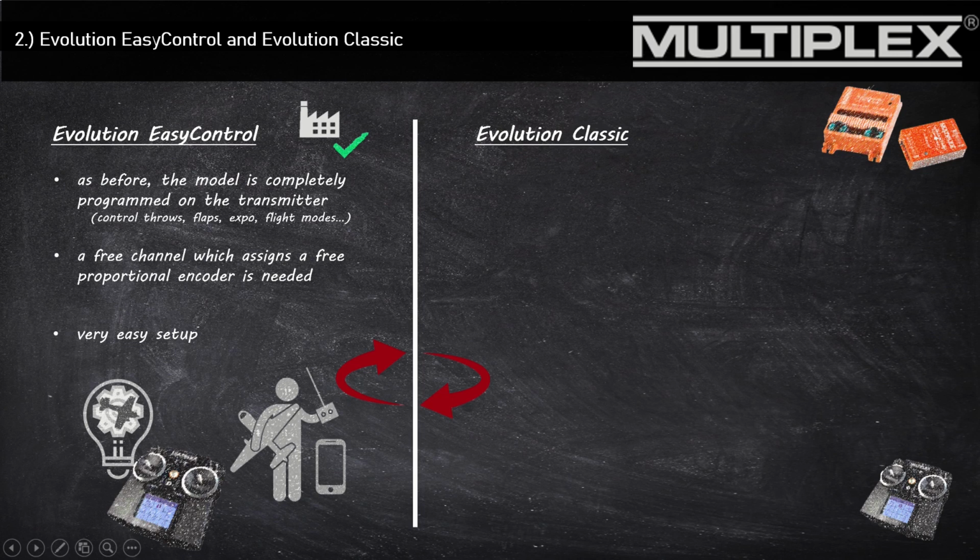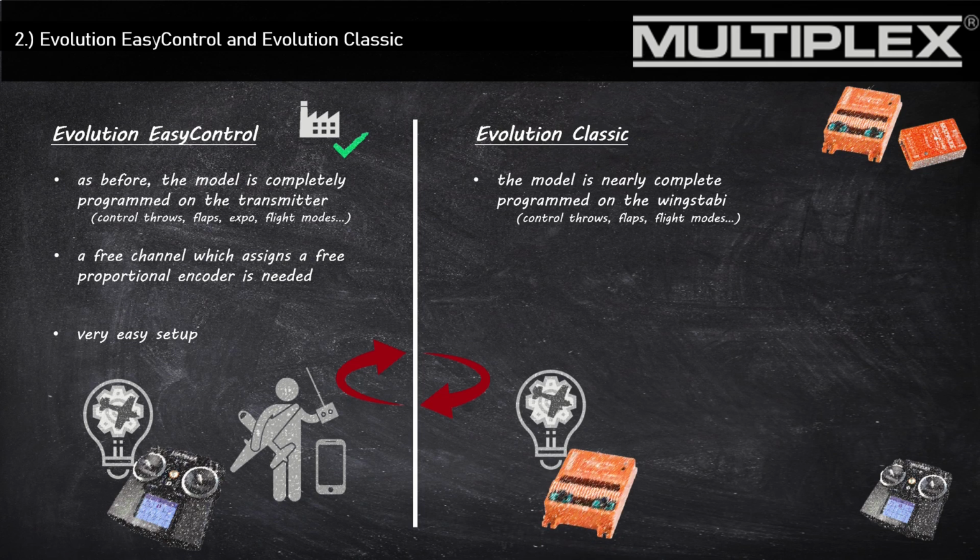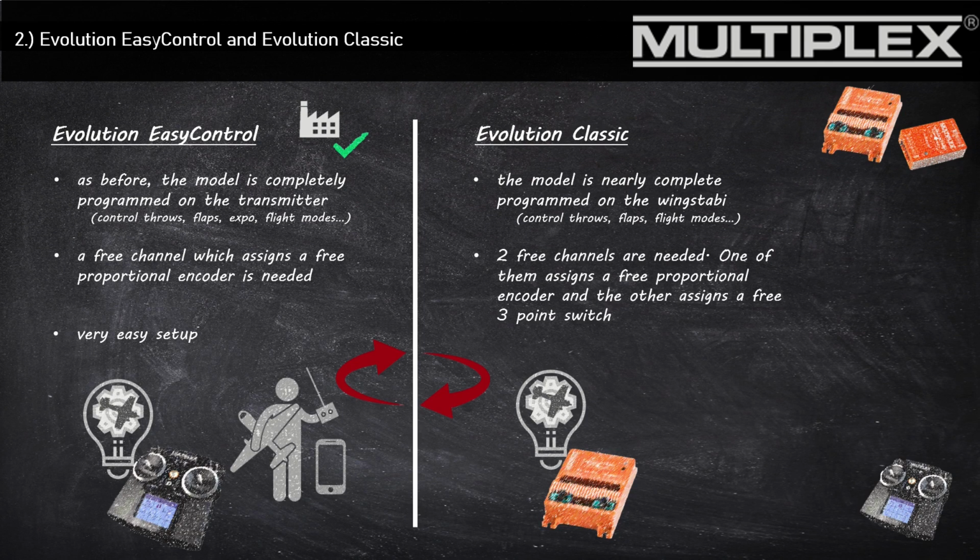With the Evolution Classic system, the model is, like before, nearly completely programmed in the Wingstabi. That means you program all your servo values directly in the Classic version. You will need 2 free channels. One of them is assigned to a free proportional encoder and the other one to a free 3-point switch.